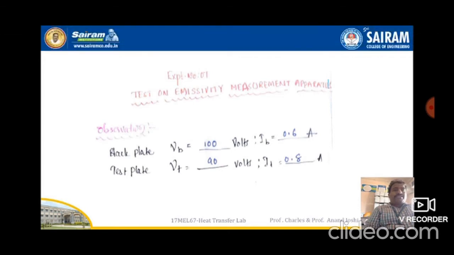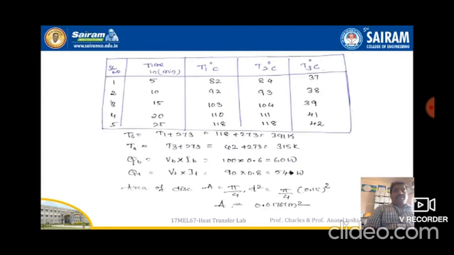Okay. So next one is the table column. Here there are three temperatures we are going to find out. The thermocouples are connected at various points of the given plates. So every 5 minutes we have to note down the readings. For the first 5 minutes, T1 is 82, T2 is 84 and T3 is 37 degrees centigrade. Similarly, we have to take a set of readings, up to 4 to 5 readings. Once it gets to the steady state, then we consider the readings for the further calculation.